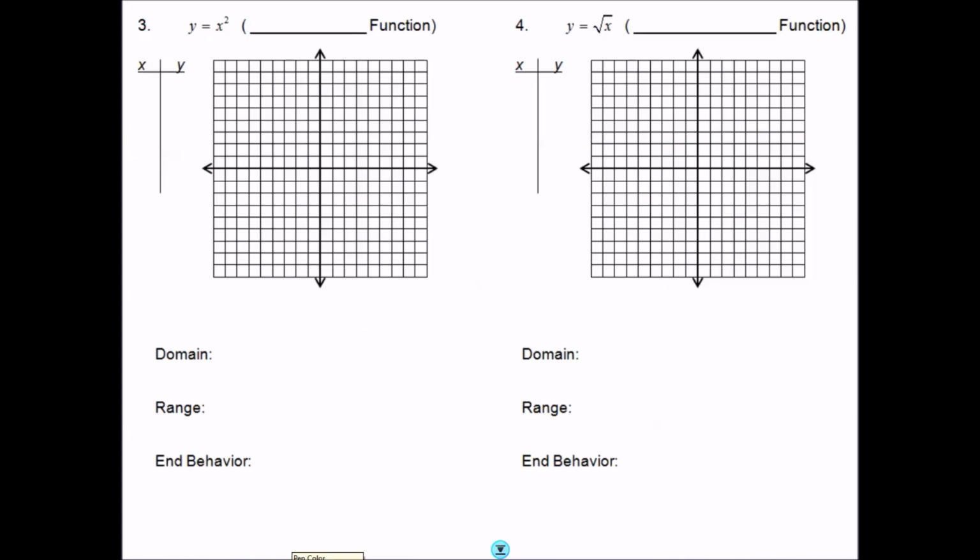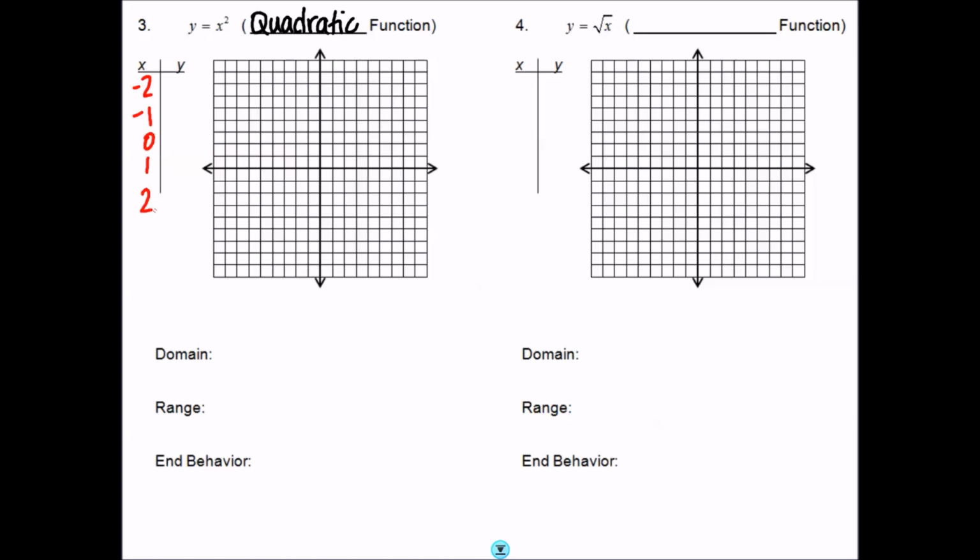The next graph, y equals x squared, is a quadratic function. You should have seen these toward the end of Algebra 1. I'm going to pick x values -2, -1, 0, 1, and 2.